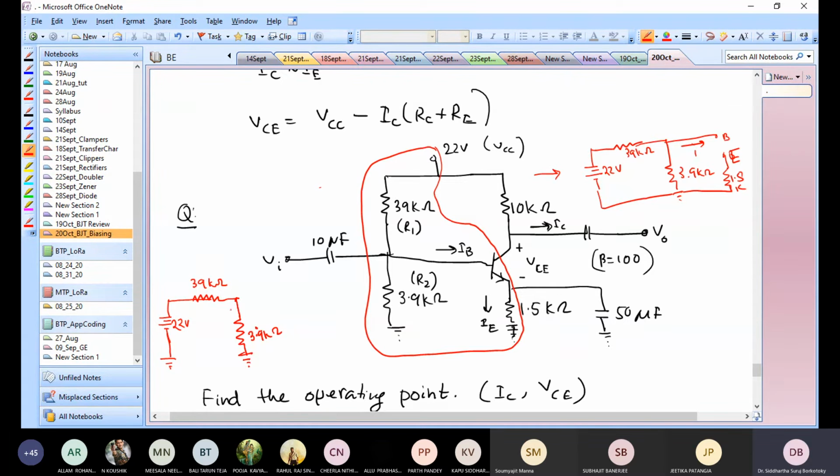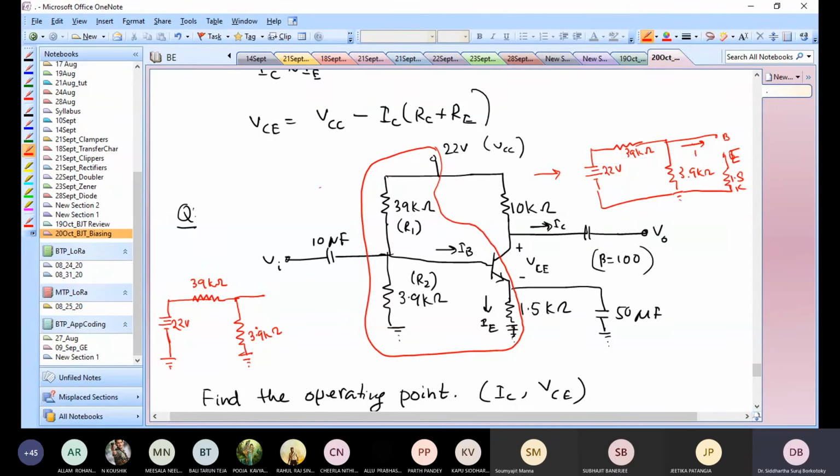Is this clear till this point? So I am just drawing this 22 volts. This 22 volts is nothing but a voltage source, right? So it is just something like this. 22 volts is the equivalent thing. I am writing this 22 volts as a proper voltage source that has a ground connection, because that is what is meant by the 22 volts VCC, right?